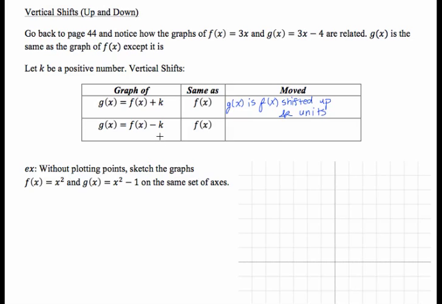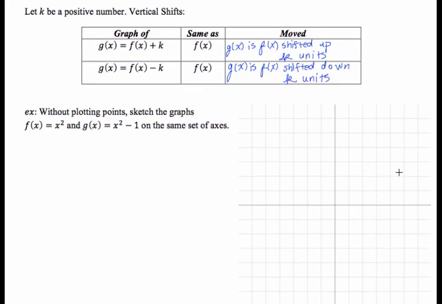And if it has a minus a number like this one, 3x minus 4, that shifted the graph down 4 units. So in this case, g is the same as f of x, but shifted down 4 units, or k units more generally.